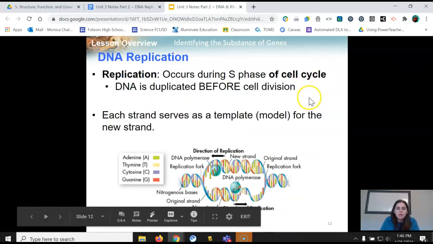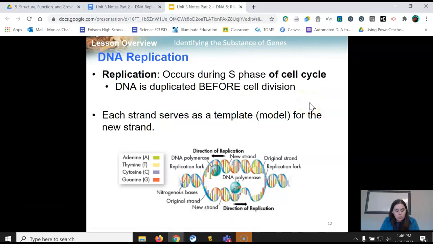And DNA replication. So you have a copy of this picture on your notes packet. Replication is going to occur during the S phase of the cell cycle. DNA is duplicated before cell division occurs. That's really important. You can't have a cell dividing if the DNA isn't already duplicated. So we hit that hard when we did mitosis and we did cell cycle. Mitosis is after the replication of DNA. So make sure you know that that is occurring in the S phase.